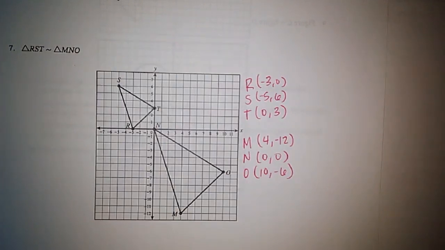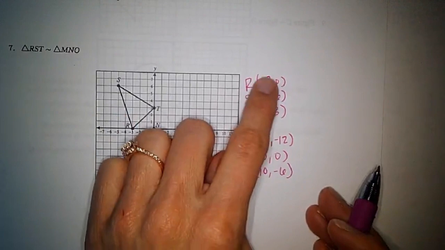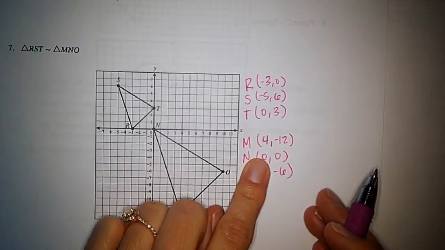Okay, so are we going from big triangle to small triangle or small triangle to big triangle? Small to big. Okay, so if we're going from small to big, then we need to know that we are going from this guy to this guy. Ready? What is our dilation?